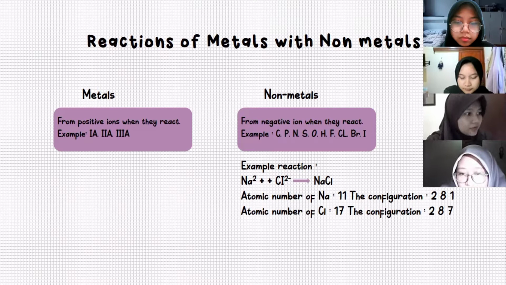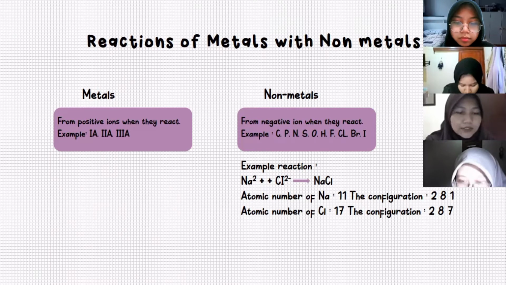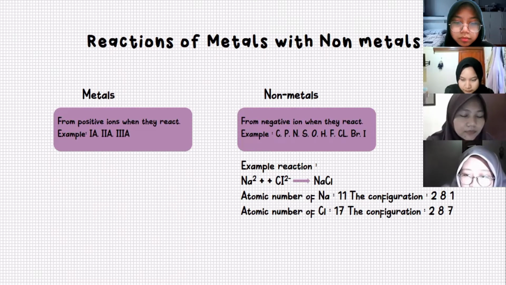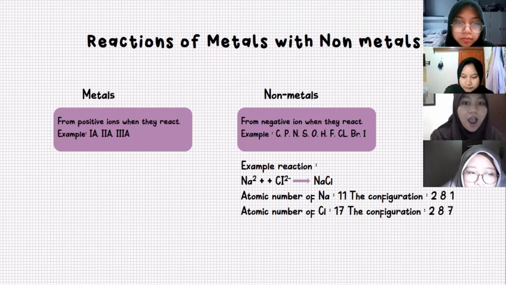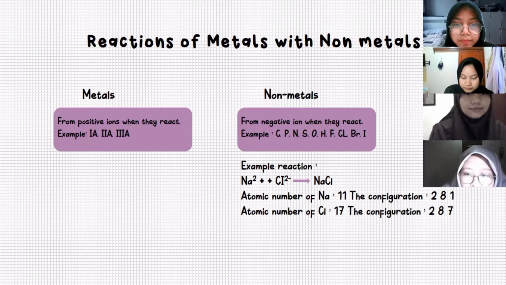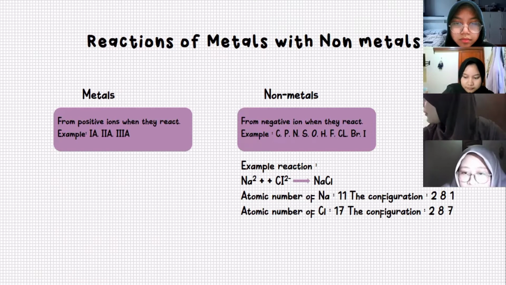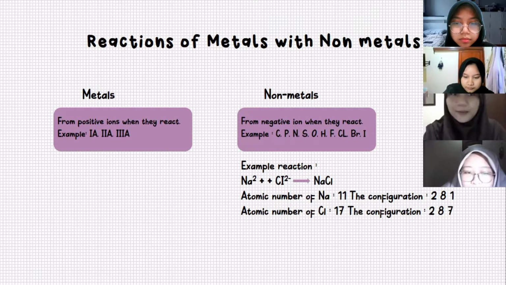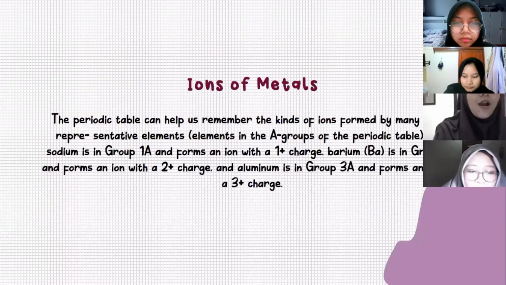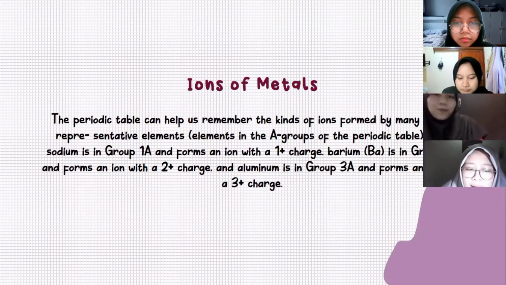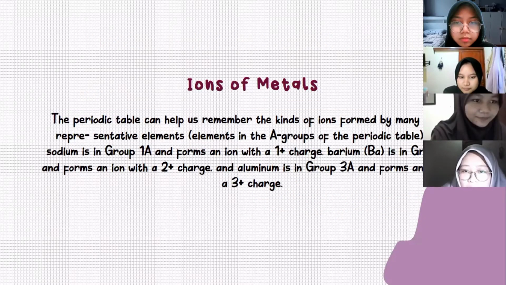And the atomic number of Cl is 17. The configuration is 2, 8, and 7. Because it has 7, Cl more easily accepts an electron. Because it accepts an electron, gaining negativity, the sign is minus. Next slide. So in this slide, Annaya will explain about ions of metals.